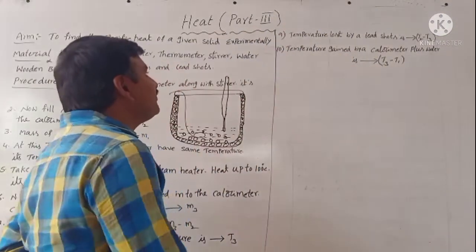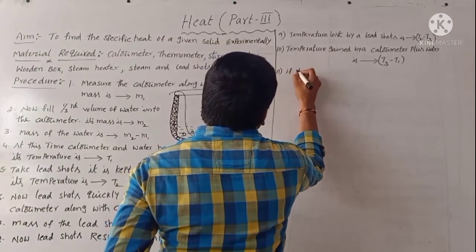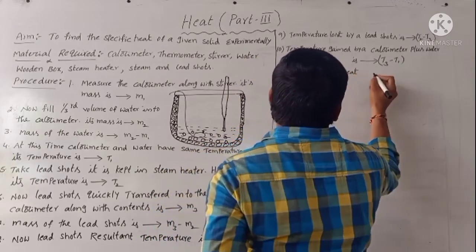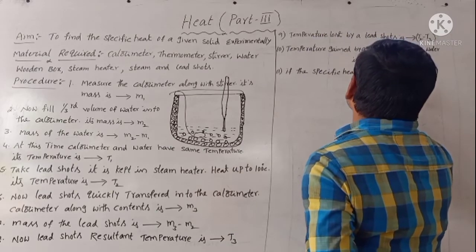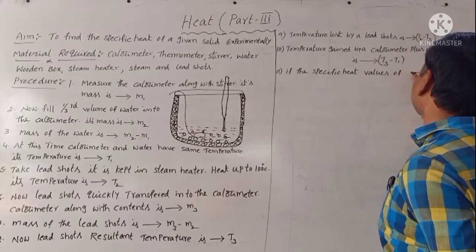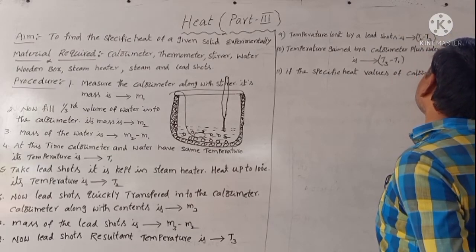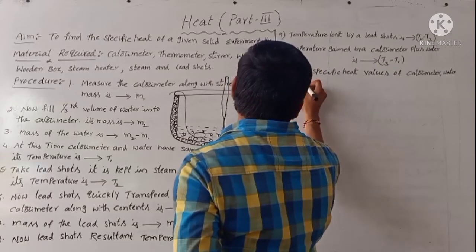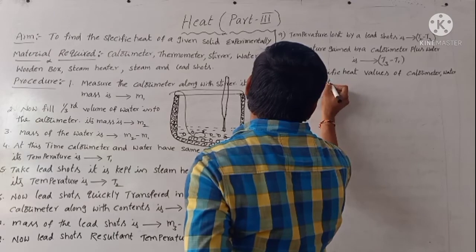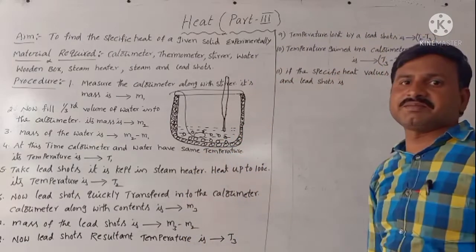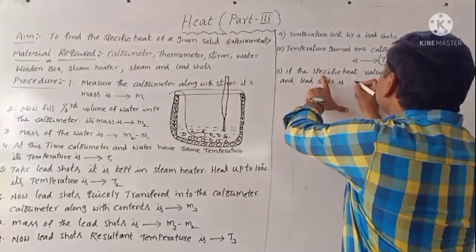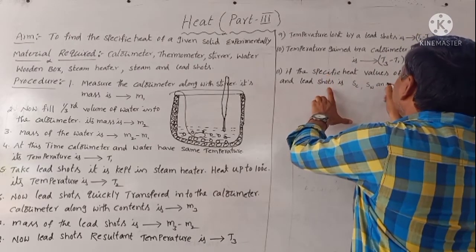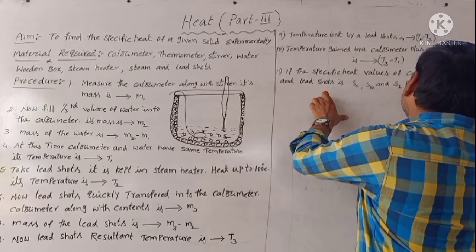Let the specific heat values of the calorimeter, water and lead shots be as follows. You already know that specific heat is denoted by S. So the calorimeter's is SC, the specific heat of water is SW, and the specific heat of the lead shots is SL, respectively.